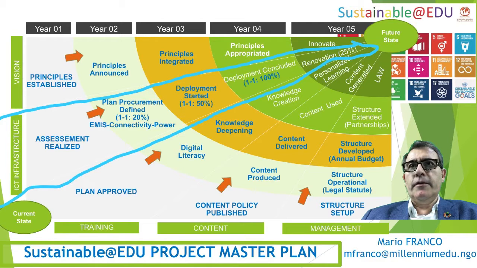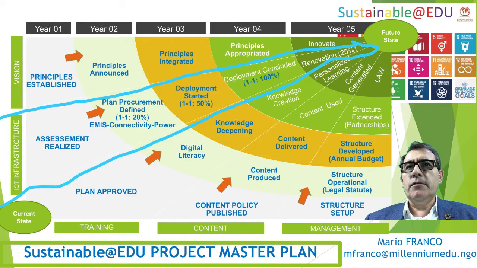A second pillar we include in this framework is the ICT infrastructure. In many of the frameworks we analyzed, they include this pillar for this type of projects. In the first year, a complete assessment of the situation should be realized. And in the second year, a procurement plan should be defined, including the Education Management Information System, the EMIS, the connectivity plan for schools, for the structures, even for students and teachers, and also the power approach. Electric power is one of the obstacles to extend the use of ICT in many countries in the schools.